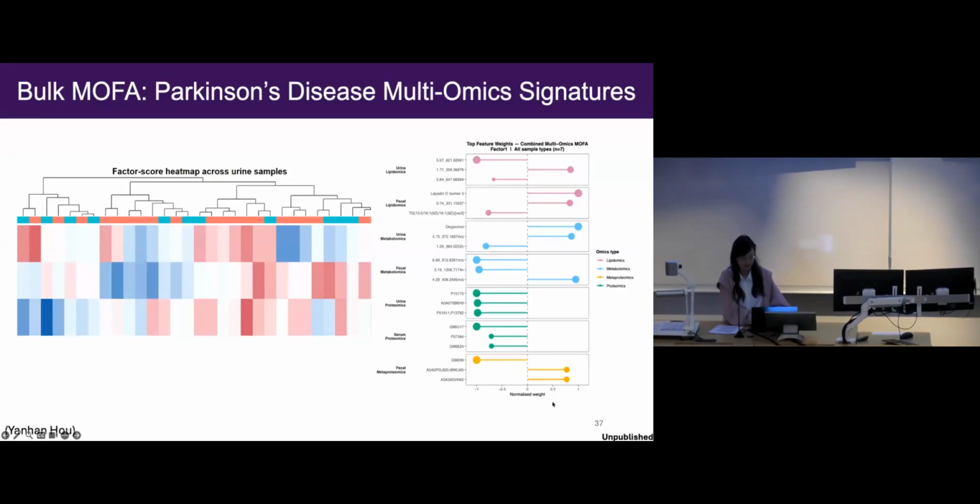Also, on the axis, we have the normalized weights, both positive and negative. That means some features have a positive contribution to the factors, and the others have a negative contribution to the factors. So the plots help us answer which features drive the factors the most. By examining these top features, we can move from the statistical factor to a biologically interpretable Parkinson's disease signature for downstream biomarker discovery.